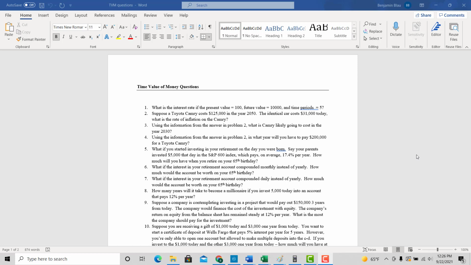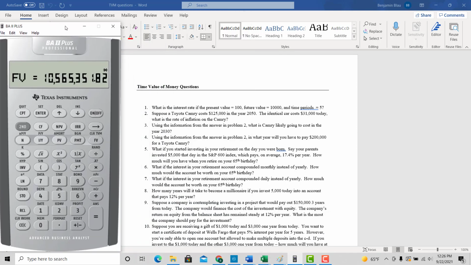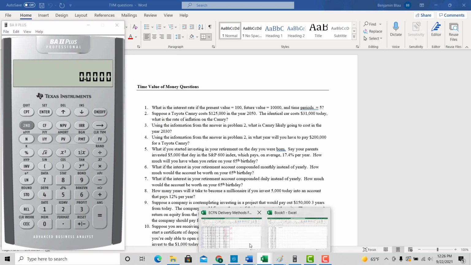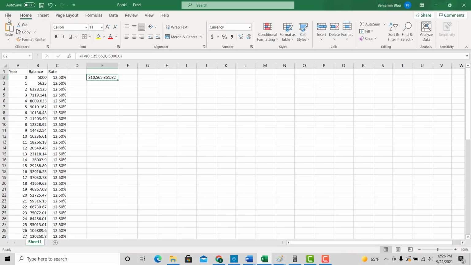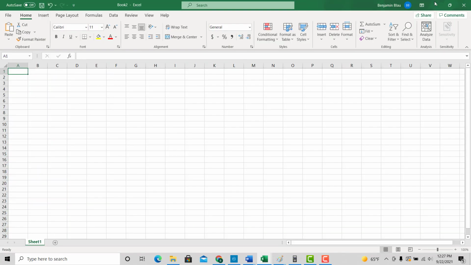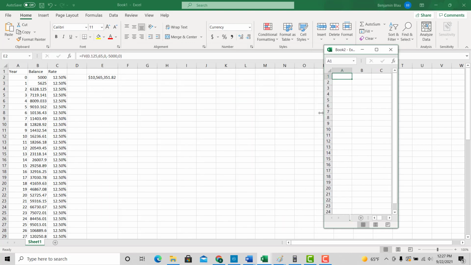So in the previous video, we learned how to use Excel and a financial calculator to calculate the time value of money problems. So I'm going to pull up our financial calculator on one side here. Let me clear this out. And let me pull up Excel on the other side. I think this will be useful. Let me make this a bit smaller here.